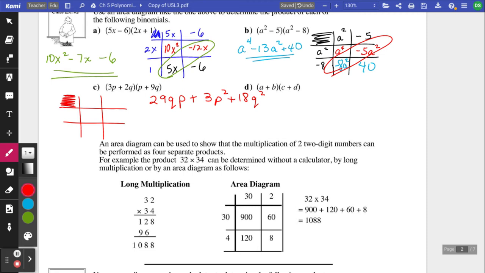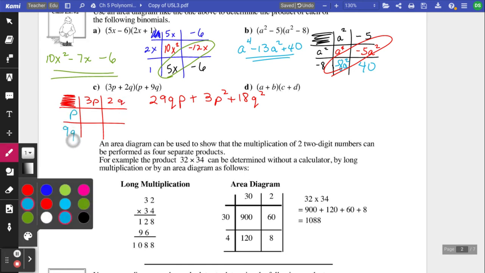Anybody need me to show how you did that? Yes, did you not get it? Okay, I'm going to put 3P and 2Q there, and I'm going to put P and 9Q there. Now you can arrange them how you want, but that's just what I'm going to do.